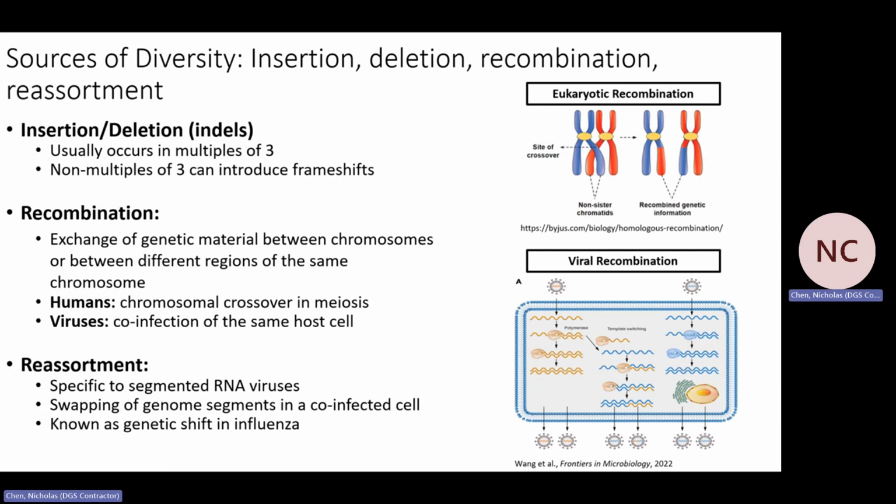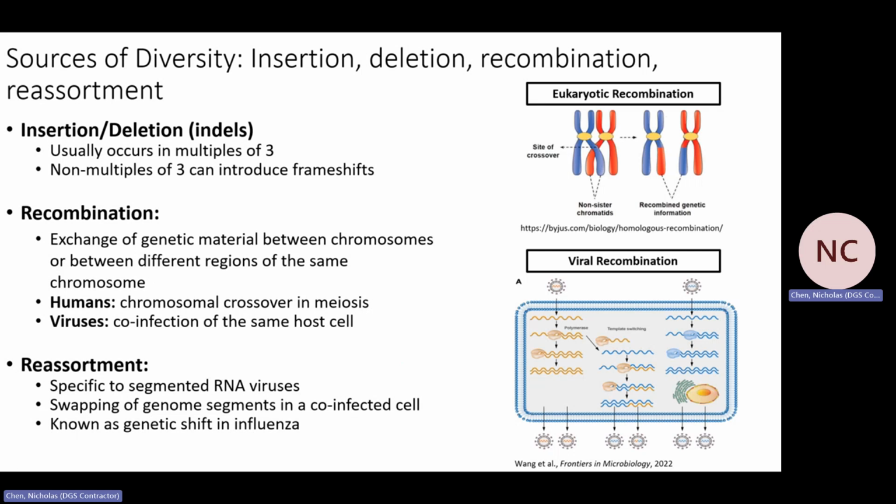Aside from mutations, there are many ways genetic diversity can be introduced to a population. One such method is recombination, which is the exchange of genetic material between chromosomes or between different regions of the same chromosome. This process looks very different depending on the specific organism. In humans and nearly all eukaryotes, recombination entails a crossing over of sister chromatids, as we see in the figure in the top right. In viruses, this process requires co-infection of the same host cell, as we see in the figure in the bottom right. And in bacteria, there are several distinct processes that we'll discuss more on the next slide.